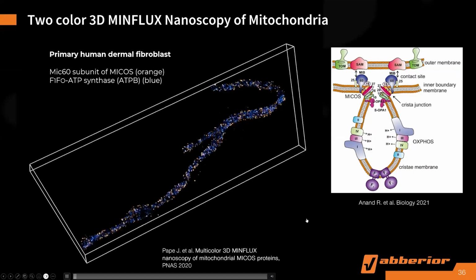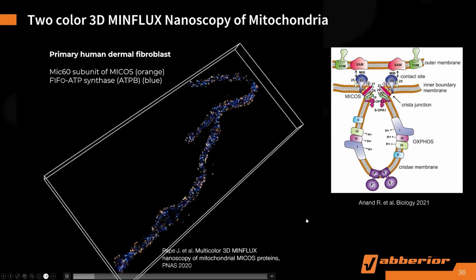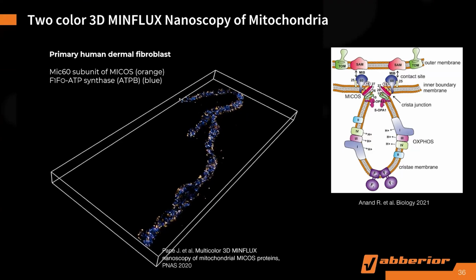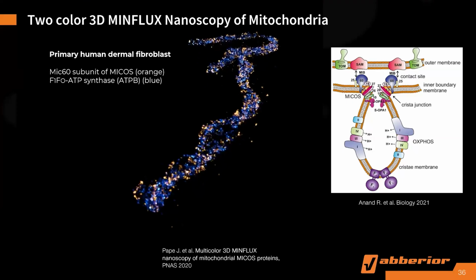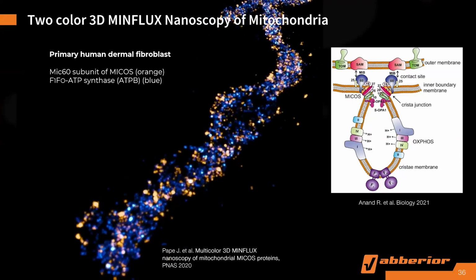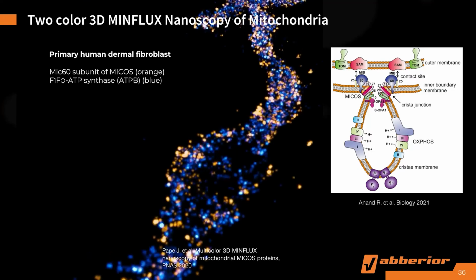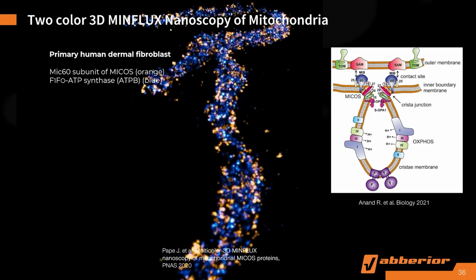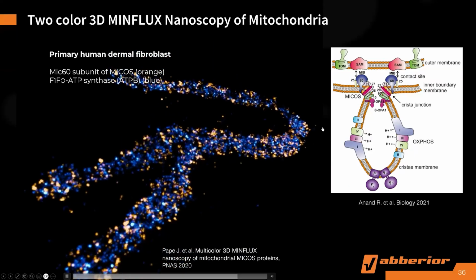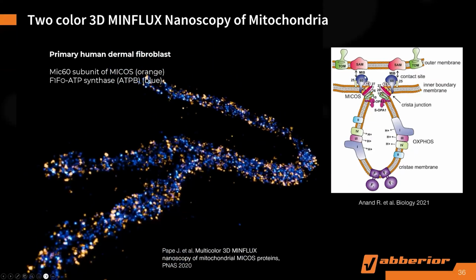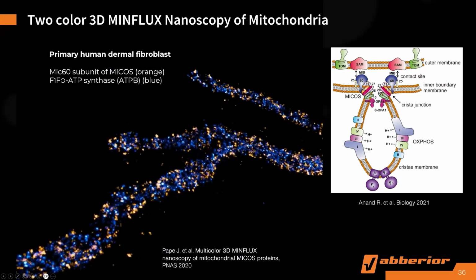Then here's an early paper that tried to prove the methodology of 2-color 3D MINFLUX. They tried to resolve the mitochondrial MIC60 protein, which is orange, and the ATP synthase, which is blue. So they are apart from each other, so you can see clearly this 2-color 3D single molecule imaging. And then later, the authors tried to resolve MIC60, MIC10, and MIC30. These complexes are very close to each other. That's why they first tried with 2 molecules that are apart from each other, to prove the method.